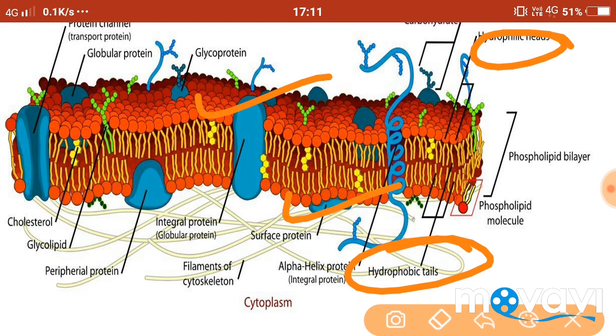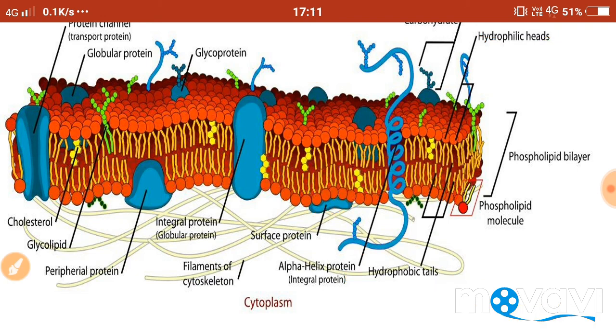Why are they present there? Because they love water. They are hydrophilic components. And the interior of this bilayer, what you are seeing here, is hydrophobic tails. They are present here because they do not want to come in contact with water. So this is about the phospholipid bilayer.